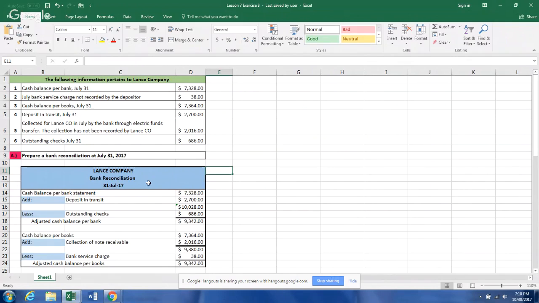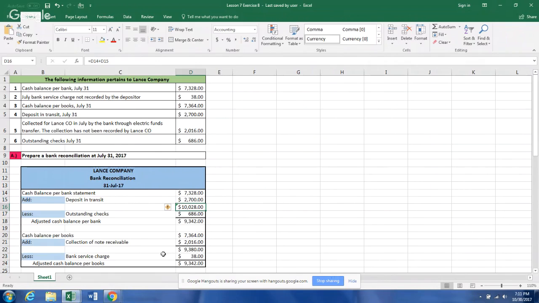I put together here the bank reconciliation of what needs to be where. So first we need to add the cash balance per the bank statement, and that is number 1, cash balance per bank as of July 31st, $7,328. Then we have to add in deposits in transit. That's on line 4, for $2,700.